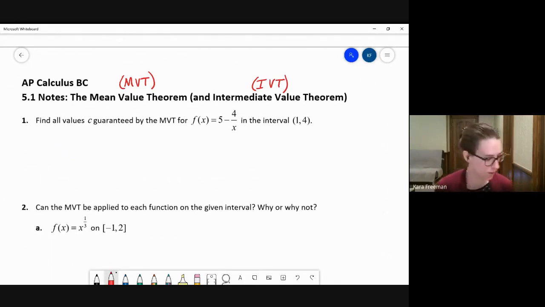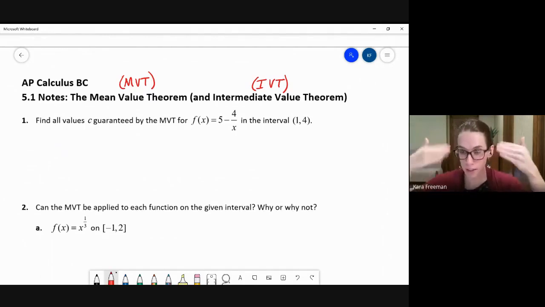Okay, let's finally try an example. Number one says find all values guaranteed by the mean value theorem for this function. So what we just did in our activity, let's connect the activity. In the activity, we had a bunch of graphs. If I were to graph this function and draw the secant line from 1 to 4, I'm trying to find at what value the derivative will be the same as the secant line. So that's graphically what's happening. I'm showing you now how to do it analytically.